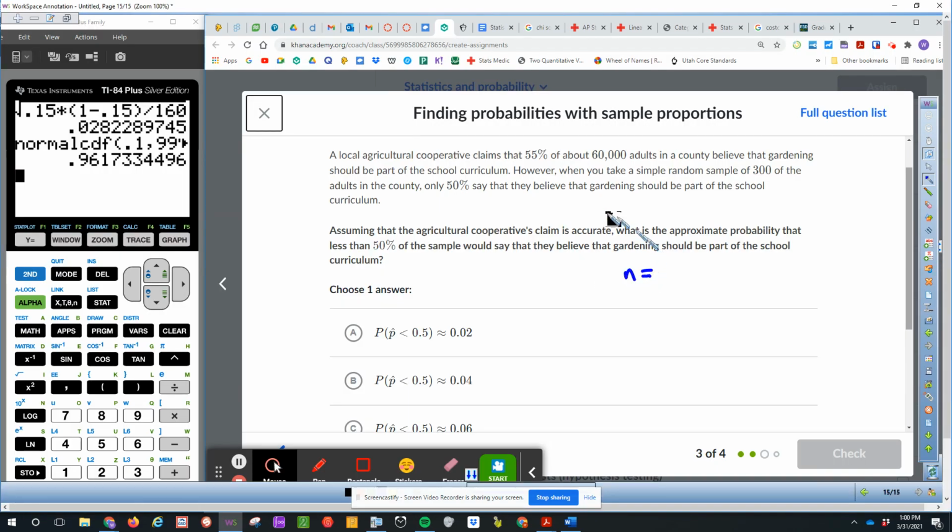So there are a few things we need to write down here. What is my n? My n is 300. The sample size is 300. What is my p? My p is 0.5. Sorry, 0.55 right here. Right, 0.55. So assuming that the agricultural cooperative claim is accurate, what is the approximate probability that less than 50% of the sample would say that they believe that gardening would be part?